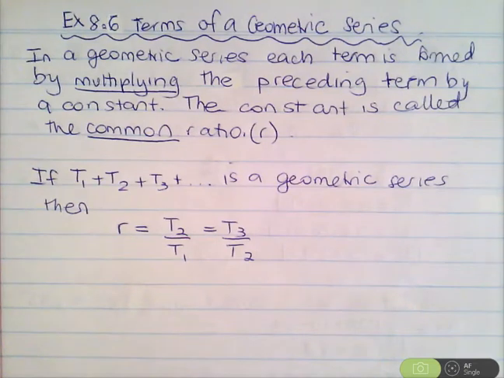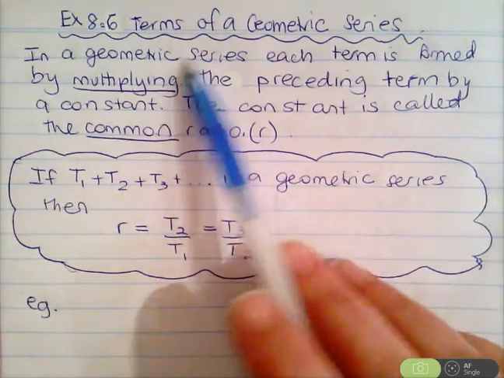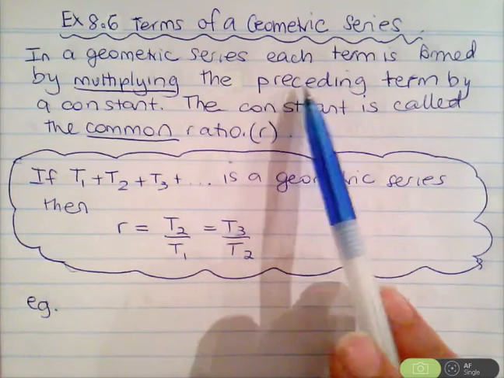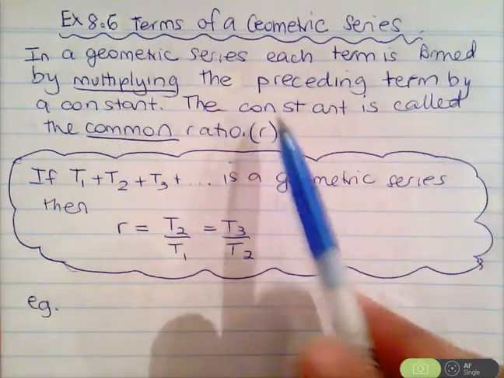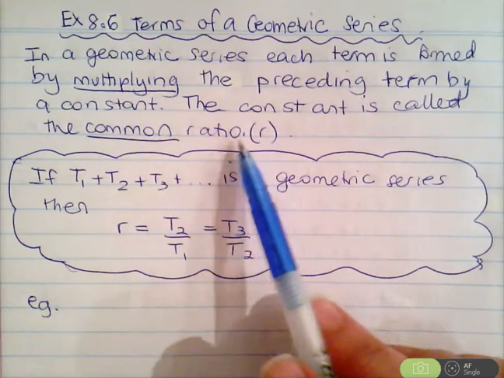This is exercise 8.6, terms of a geometric series. Geometric series, each term is formed by multiplying the term before, or the preceding term, by a constant. And the constant is called the common ratio.